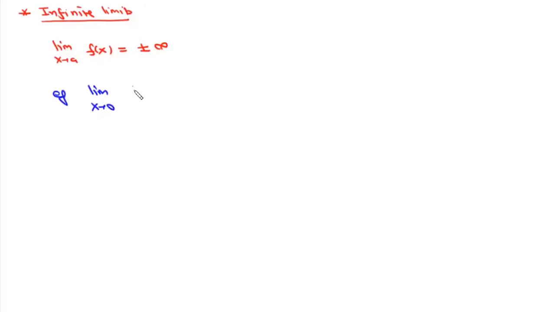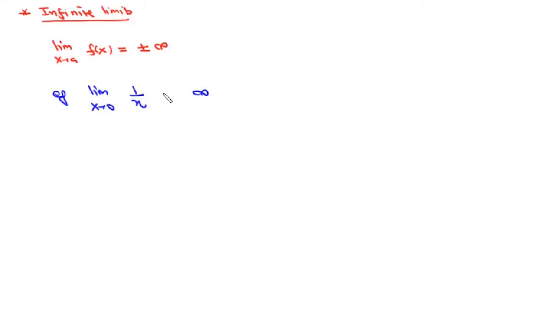Now the next thing that we'll study in limits is infinite limits. If we have any limit such that limit x tends to a f(x) is either plus infinite or minus infinite, then we say it is an infinite limit. Say for example, this limit: x tends to 0, 1 upon x. Now if we put x as 0, this is simply infinite.